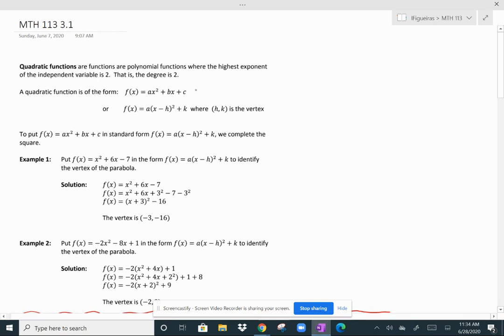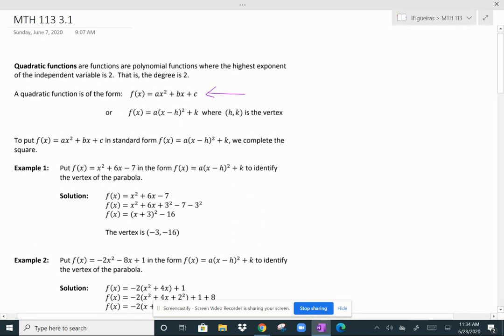This is the most common form that you've probably already seen quadratic functions expressed as: ax squared plus bx plus c, where a is the coefficient of x squared, b is the coefficient of x, and c is your constant. You can have a quadratic function without the b term and without the c term, but you do need that x squared term in order for it to be considered a quadratic.